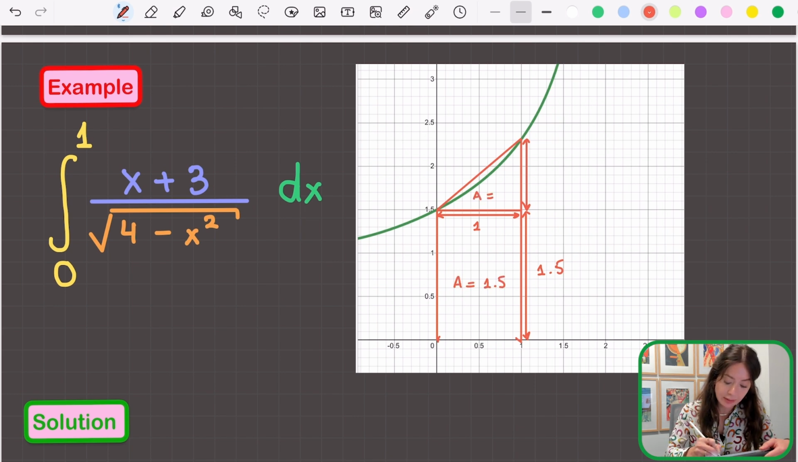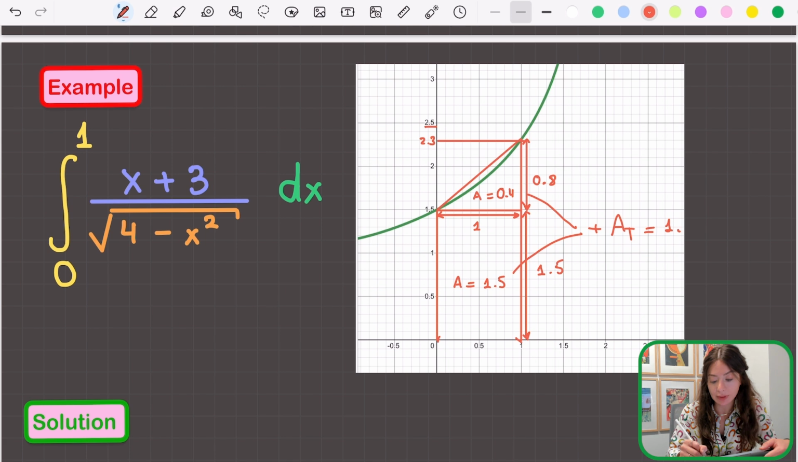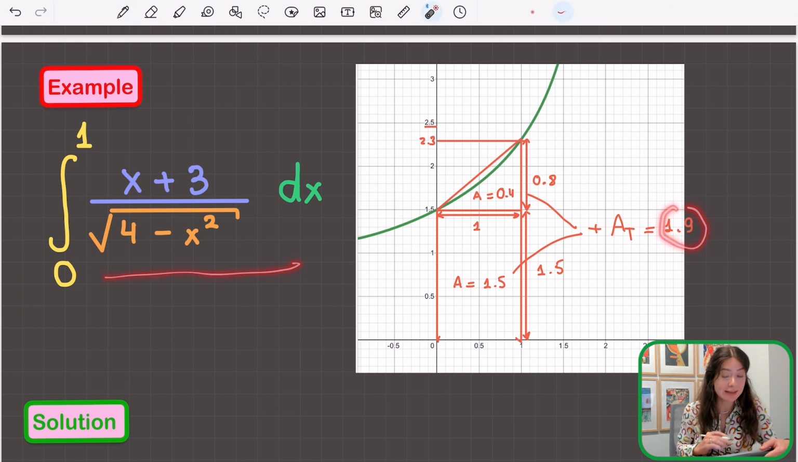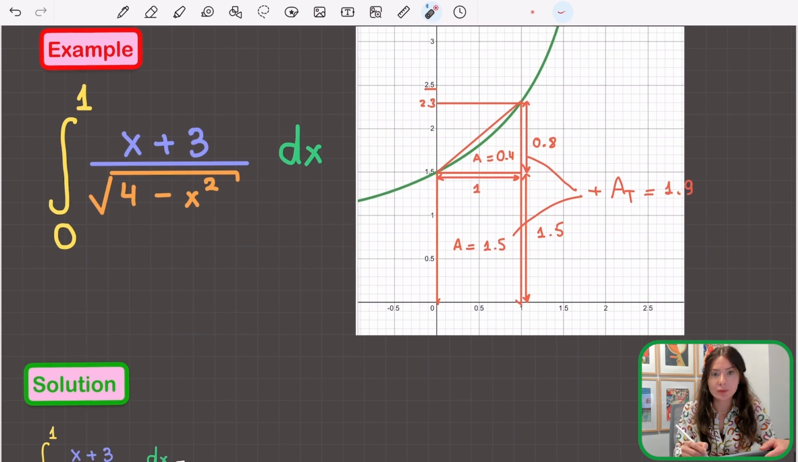Area of this triangle is here. If this is 2.5, this is 2.3. 2.3 minus 1.5, the height is 0.8. Okay, 0.8 times base divided by 2. That's 0.4. Okay, if you added that, the total area would be 1.9, correct? So you should expect the answer to this definite integral to be, obviously, a number, and hopefully that number is close to 1.9.